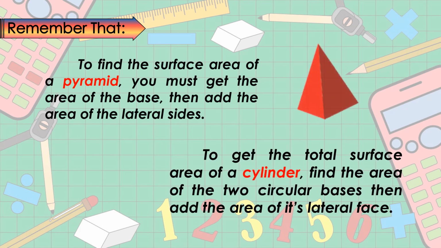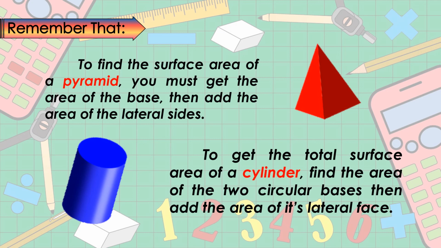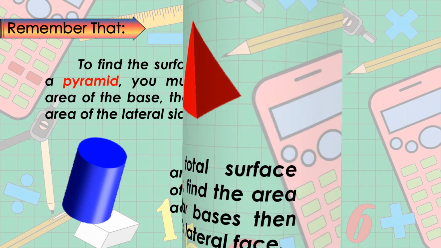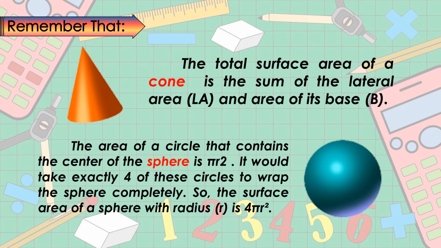And then for the pyramid, you must get the area of the base first and then add the area of the lateral sides. For the cylinder, you find the area of two circular bases, then add the area of its lateral face. For the cone, you get the sum of the lateral area and the area of its base. And for the sphere, the area of a circle that contains the center of the sphere is pi r squared. It would take exactly 4 of this circle to wrap the sphere completely. So the surface area of a sphere with radius r is 4 pi r squared.